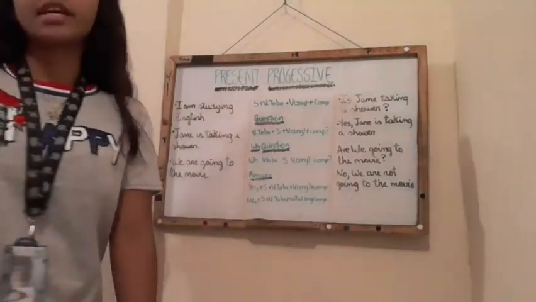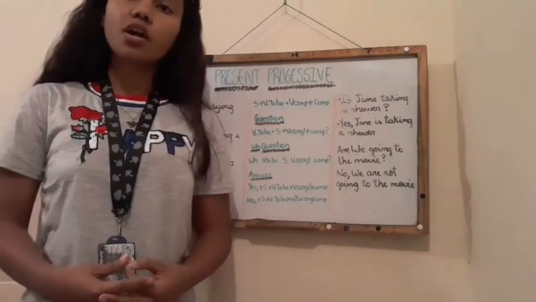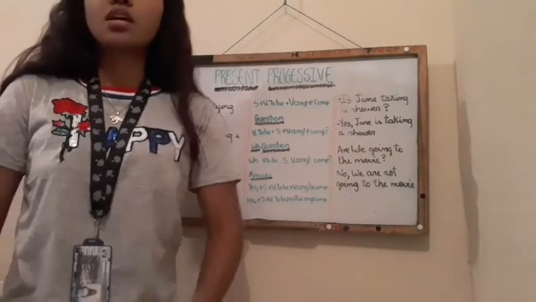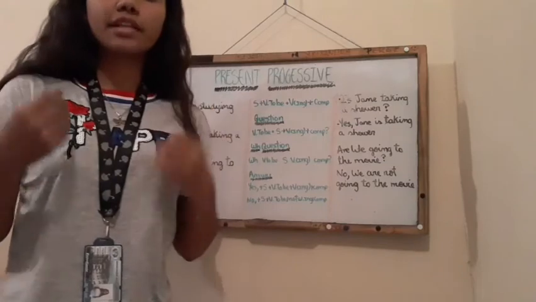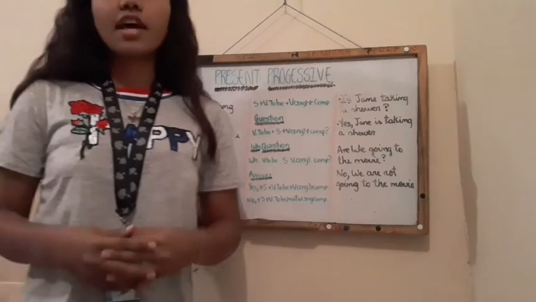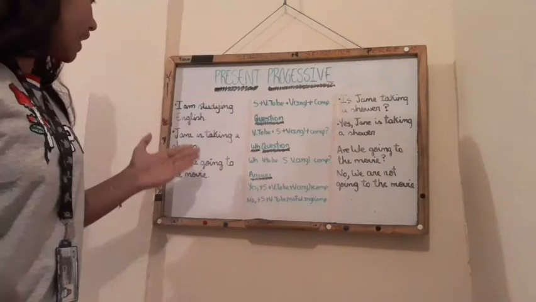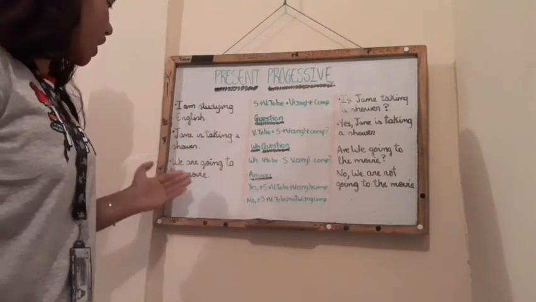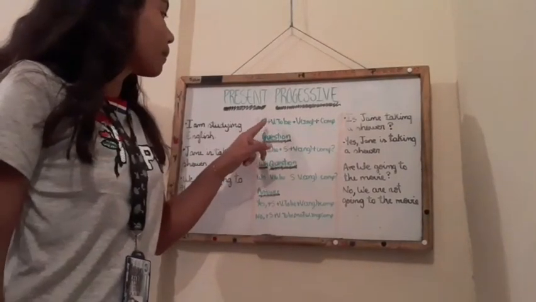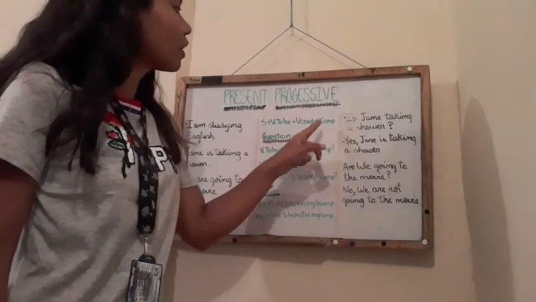Present progressive is to talk about an activity or situation in progress now. For example, I am studying English. It is used not only to express a change happening, but also to express an incomplete action and a temporary action or situation. For example, Jane is taking a shower, or we are going to the movie. So this is subject, plus verb to be, plus verb with -ing, plus complement.